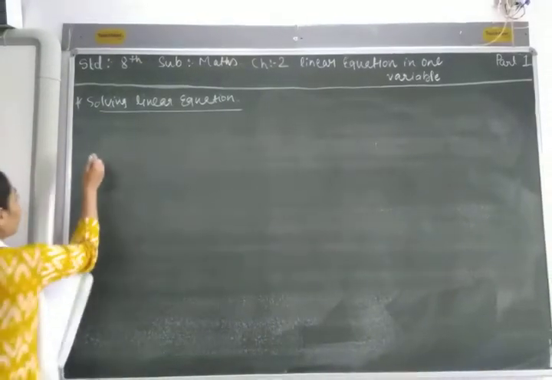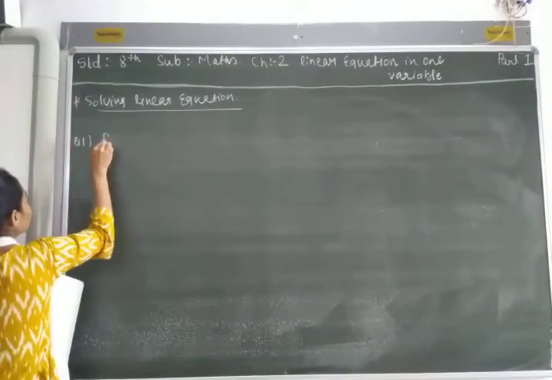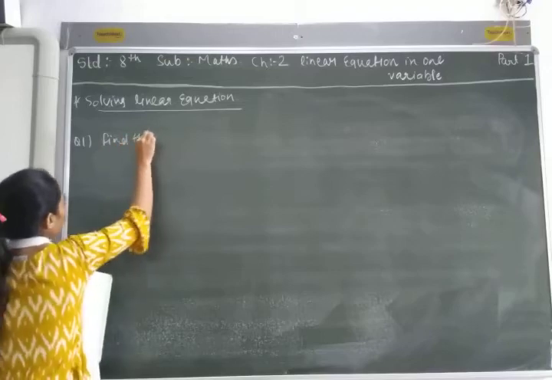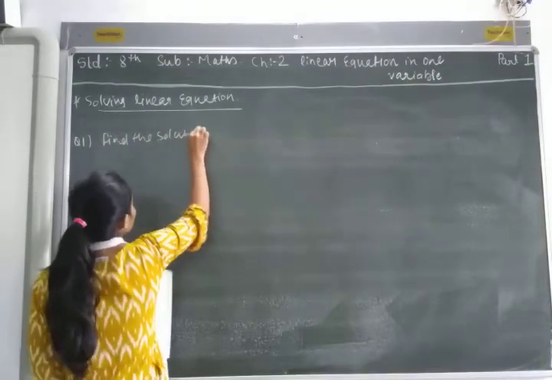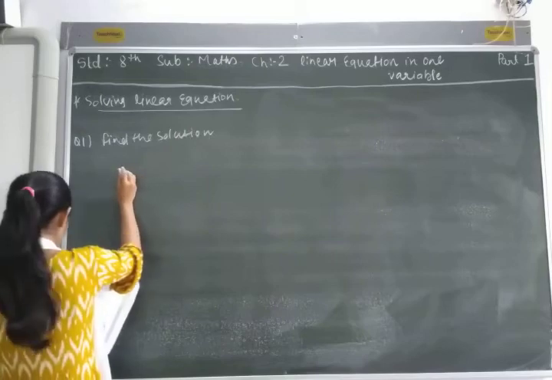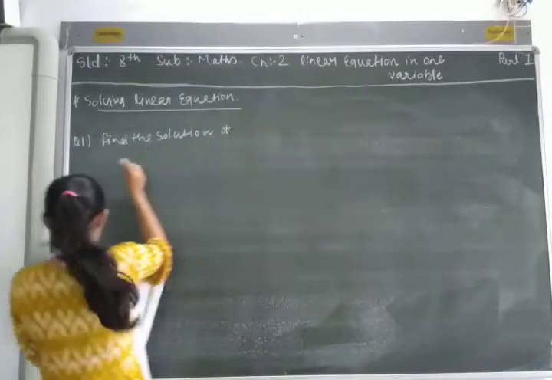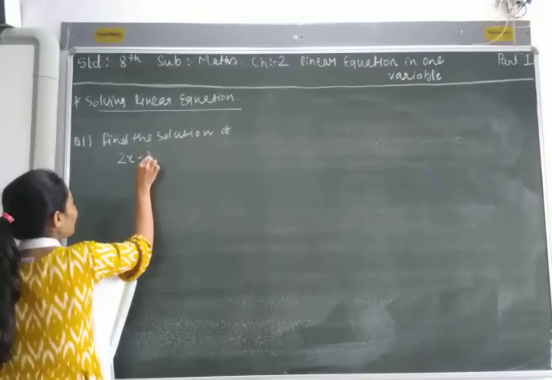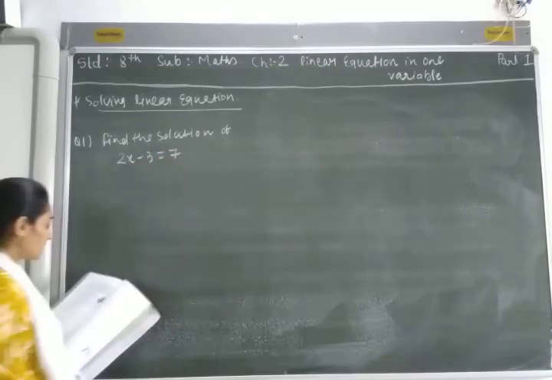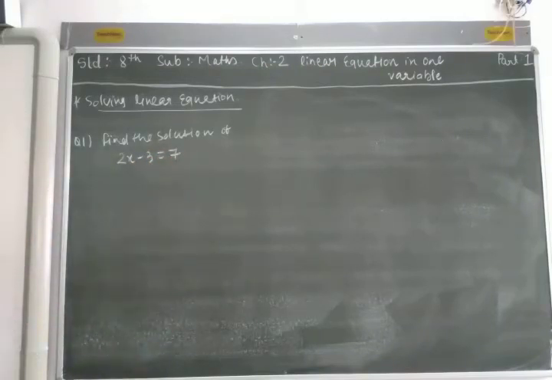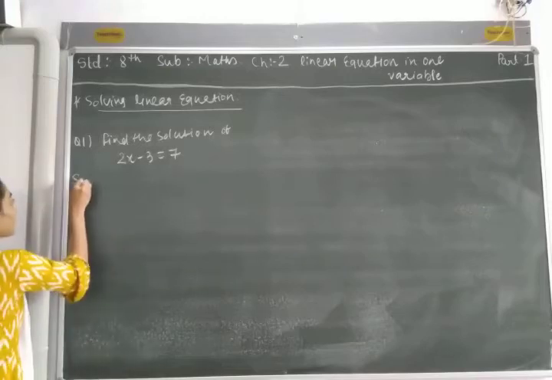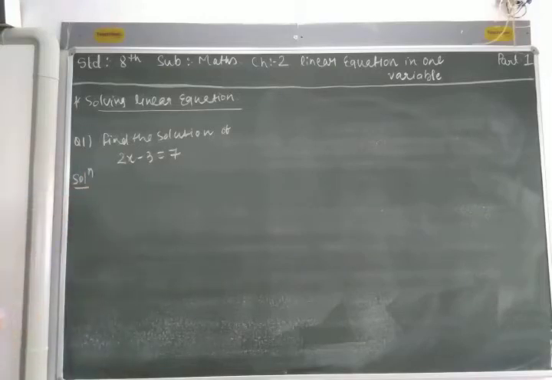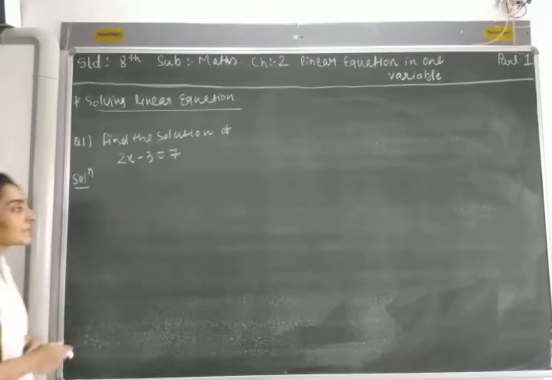Now, question number 1. Find the solution of 2x minus 3 equals 7. 2x minus 3 equals 7. Now look over here, we can solve this example.